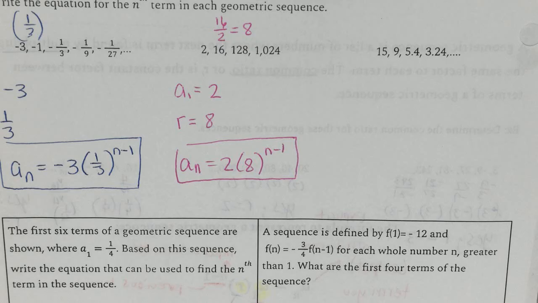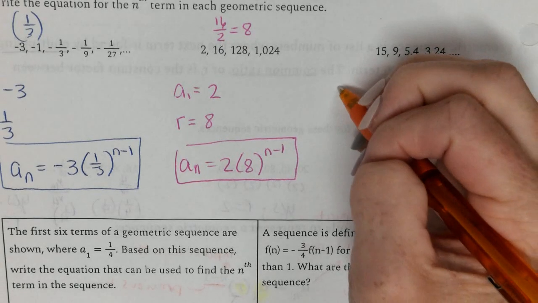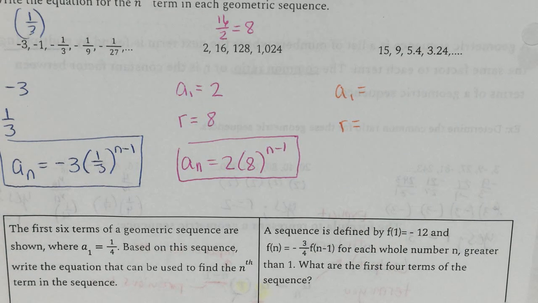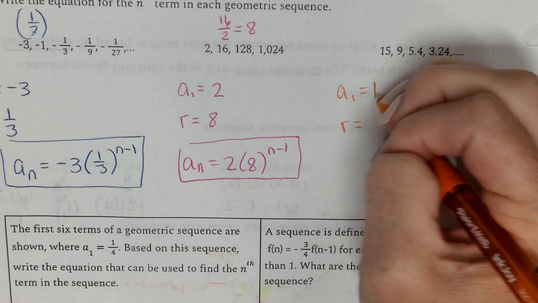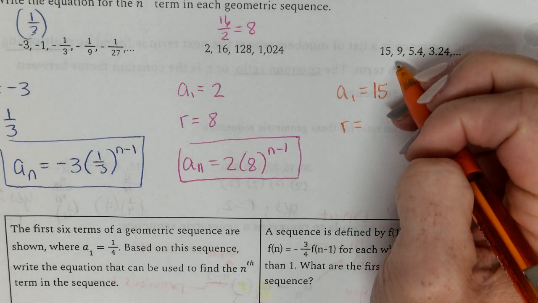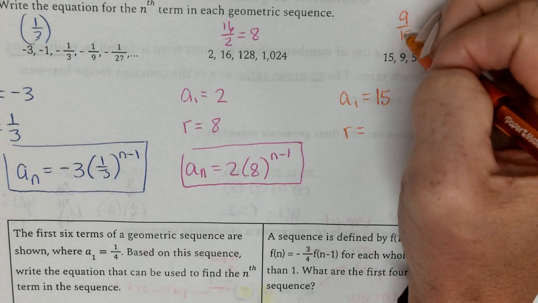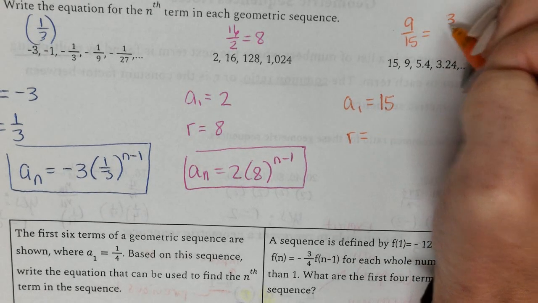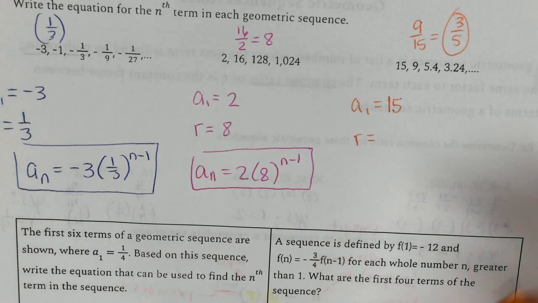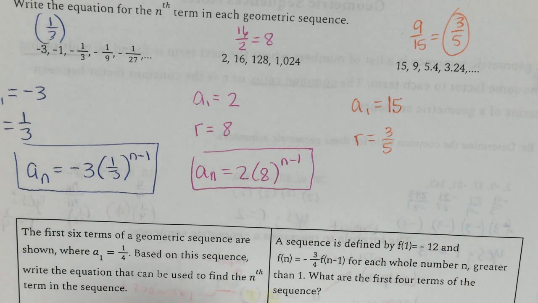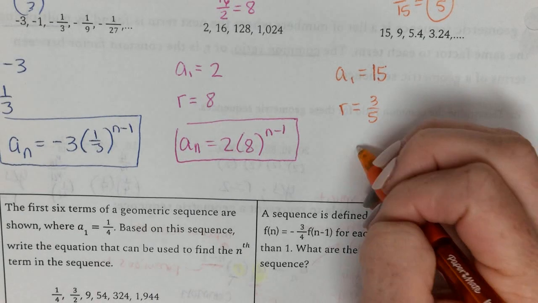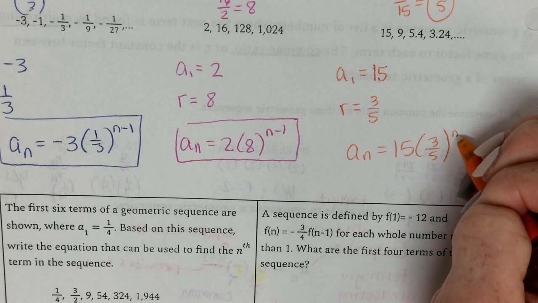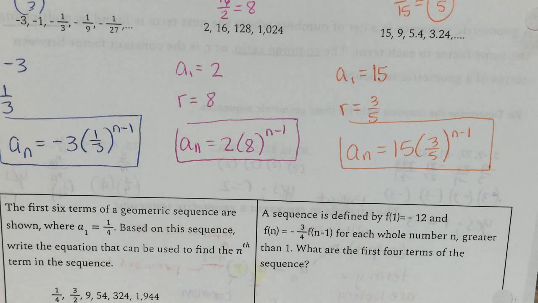And let's do the last one. Again, I need a first term and a common ratio. What is the first term of the sequence? 15. The common ratio is 9 over 15, which simplifies if I divide the top and bottom by 3, that's 3/5. Do y'all agree? All right, so to find the nth term, I take the first term and multiply by 3/5 raised to the n minus 1.